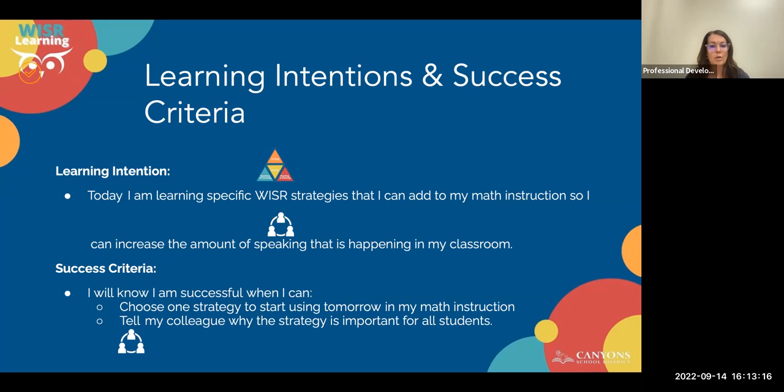You will know you're successful when you can choose at least one strategy or scaffold that we mentioned today, whether it's making my students do complete sentences or providing more sentence frames. Whatever you learned from today, if you can use one tomorrow and be able to tell your colleague why that strategy or scaffold is so important for your students.